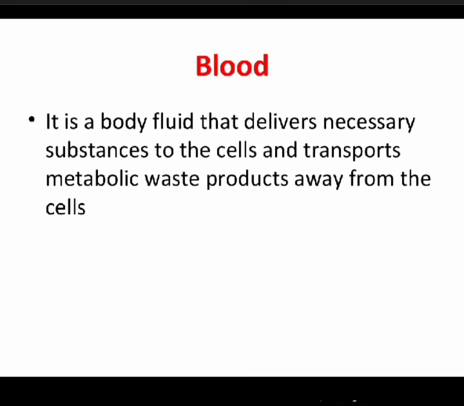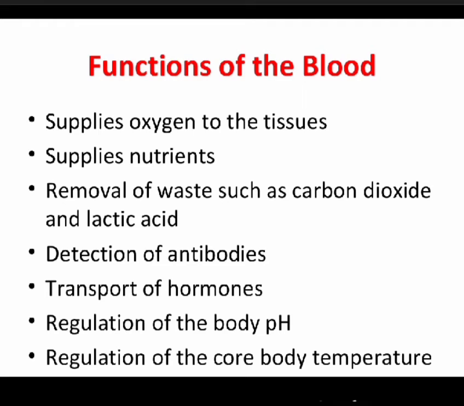And then the blood, it is a fluid that delivers necessary substances to the cells and transports metabolic waste products away from the cells. The functions of the blood: it supplies oxygen to the tissues, it supplies nutrients, it helps in the removal of waste such as carbon dioxide and lactic acid, it helps in the detection of antibodies, and then it helps transport hormones to various parts of the body. It also helps to regulate blood acidity level or the body's pH, and then it also helps in the regulation of the core body temperature.